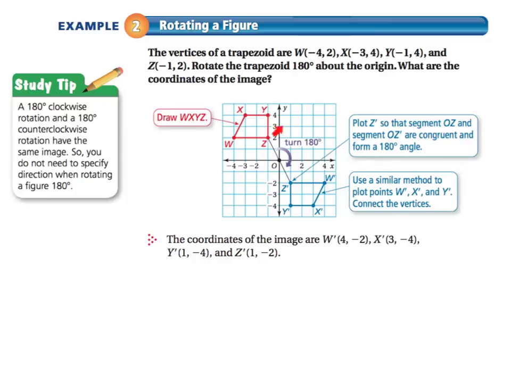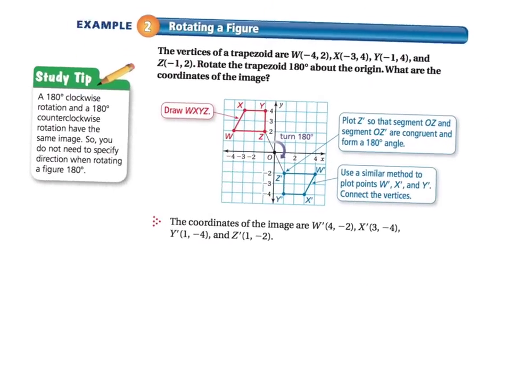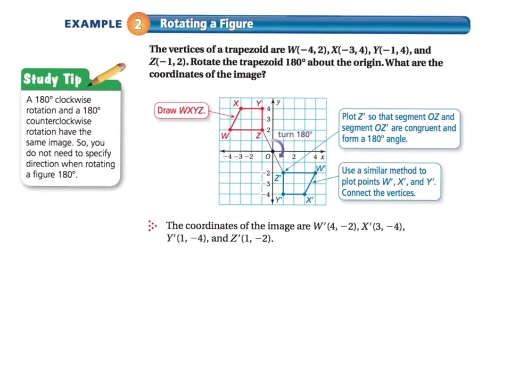Notice that I didn't have to say clockwise or counterclockwise, because you would end up in the same spot, and that's what it says here. A 180 degree clockwise rotation and a 180 degree counterclockwise rotation have the same image, so you do not need to specify which direction you are going in 180 degrees. So I rotate it. Now you could actually take this entire thing and turn it. Notice where the red shape goes. It overlaps on the blue shape. So W rotates this way, becomes W prime, X, and so on. Notice this only works for 180 degrees.